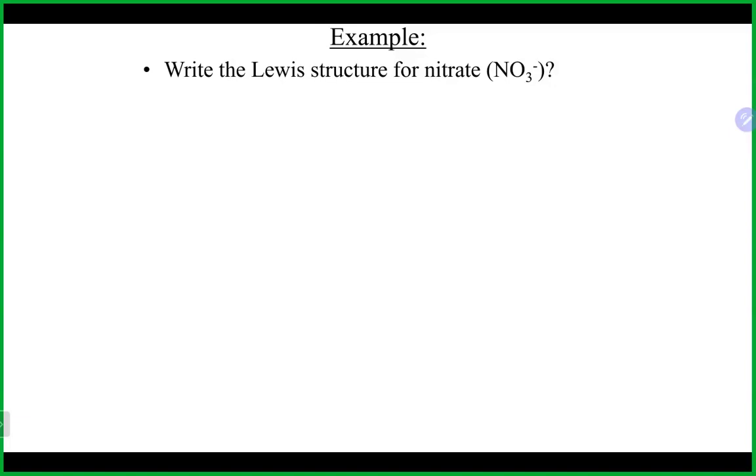Here we got 5 for our nitrogen in terms of valence electrons, equal to the group number. We have 3 times 6 for the oxygens, which is its group number. This does have a -1, which means it did gain an electron, so we do need to add 1 in there. Otherwise, we're going to be a little short. That's 18, 19, 24 electrons here.